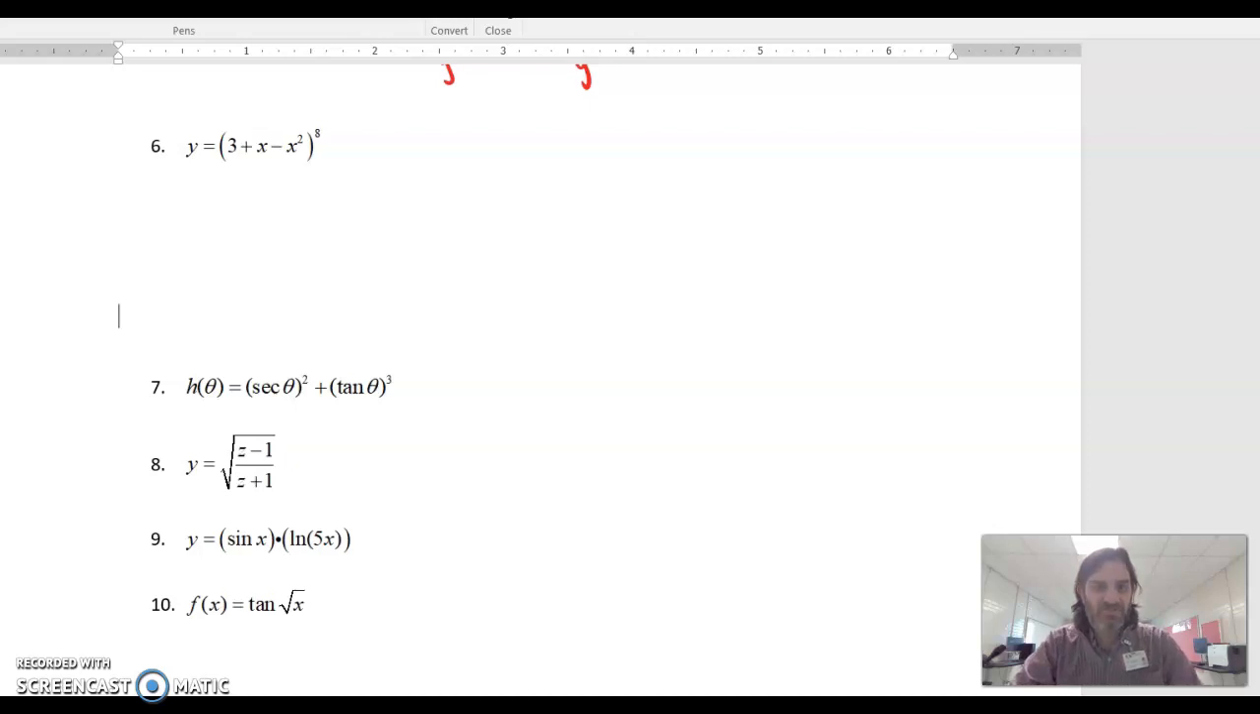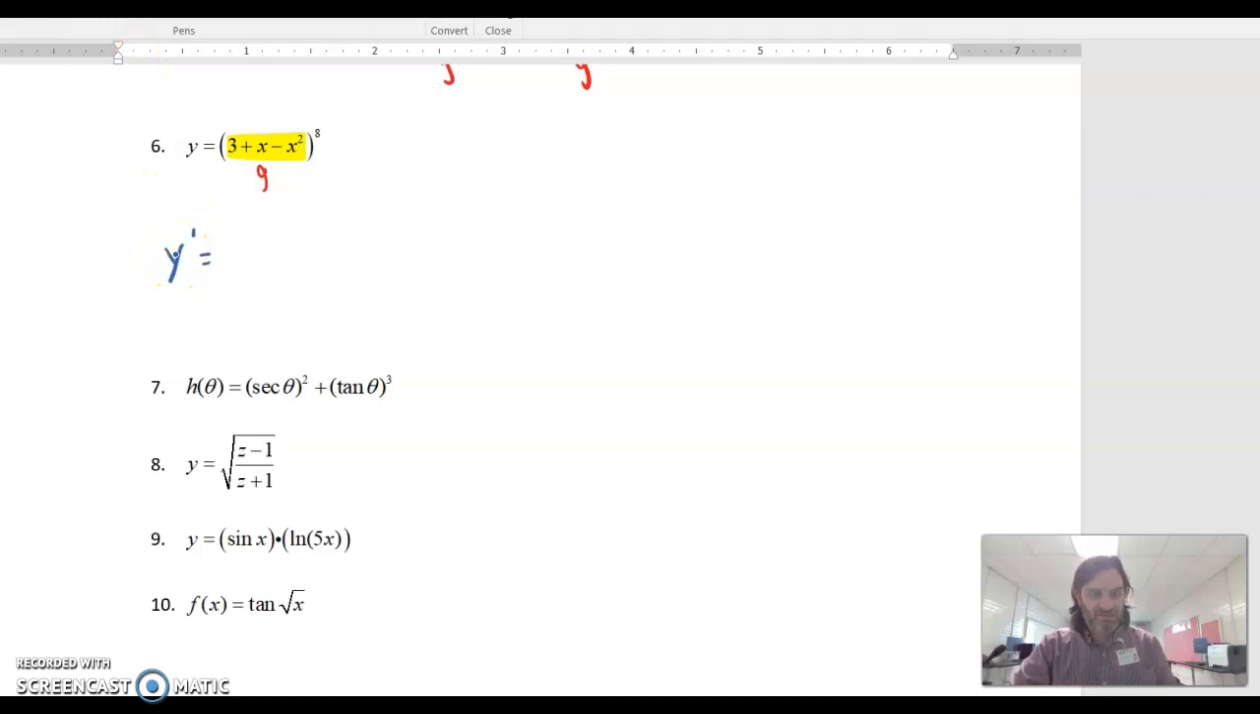Hey, we're working through some more practice problems for the chain rule. Number 6 here is y equals the quantity of 3 plus x minus x squared all to the 8th. This is perfectly set up because it is basically a power rule, something raised to a power. So we'll let that inside part be a g or a u, whichever one you decide you like better. So we'll just apply the power rule.